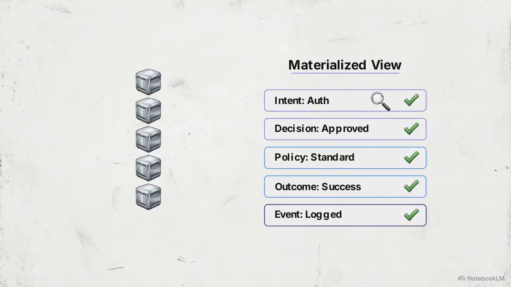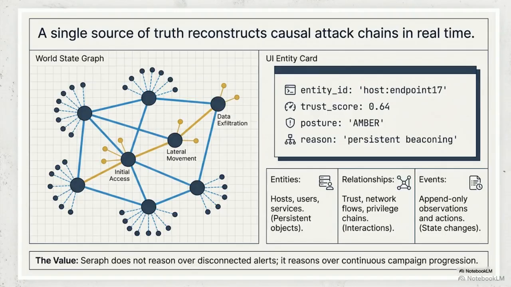This state is built on an append-only event store. An append-only structure means historical data cannot be modified or deleted, only added to, creating an immutable cryptographic ledger of intents, decisions, and outcomes that can be queried instantly via materialized views. This visual represents the world state graph. Because the data is relational and immutable, the system stops evaluating disconnected alerts and instead reconstructs causal attack chains in real time, mapping initial access to lateral movement.